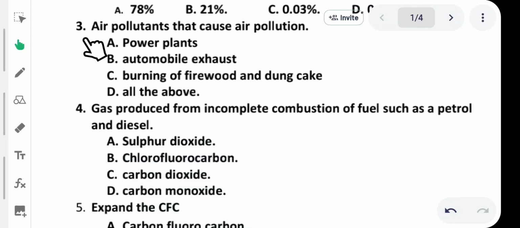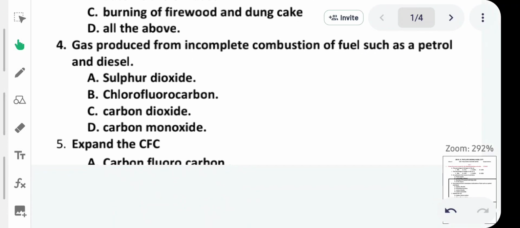Next question. Third question: air pollutants that cause air pollution: power plants, automobile exhaust, burning of firewood and dung cake, all the above. Here the air pollutants that cause air pollution are all the above. Hence the answer is option D, all the above.